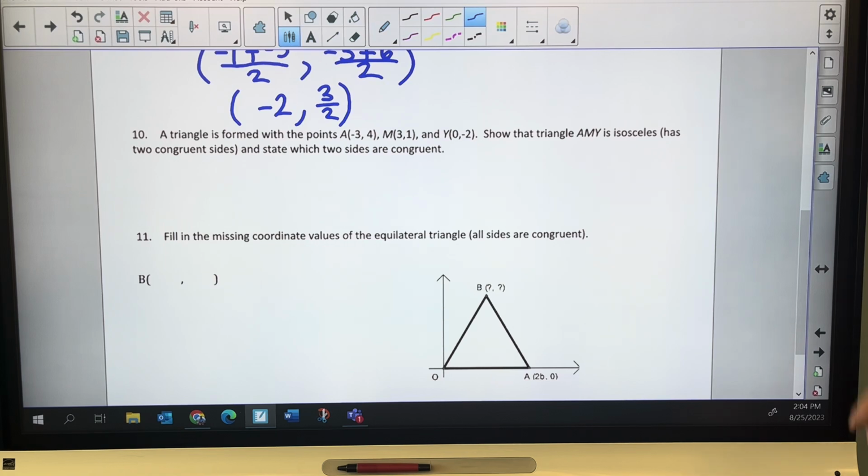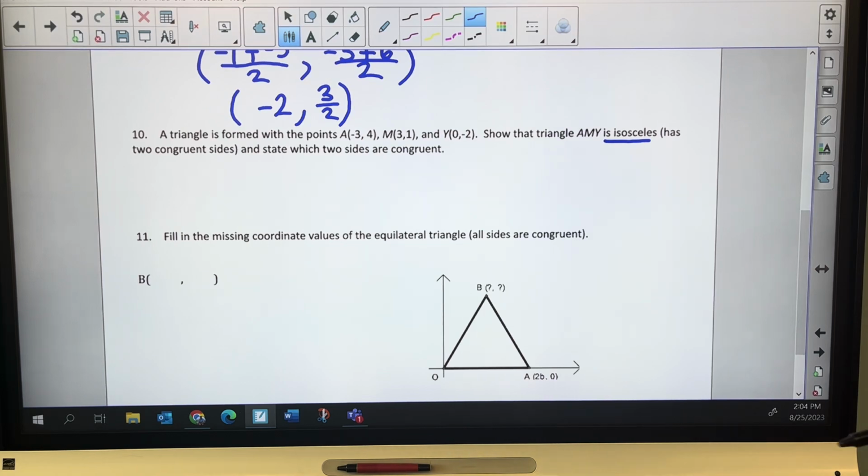Now we've got our triangle. Isosceles is a key vocabulary term here. We will talk a lot more about isosceles triangles. Right now, the only thing that you need to know is that an isosceles triangle has 2 congruent sides.